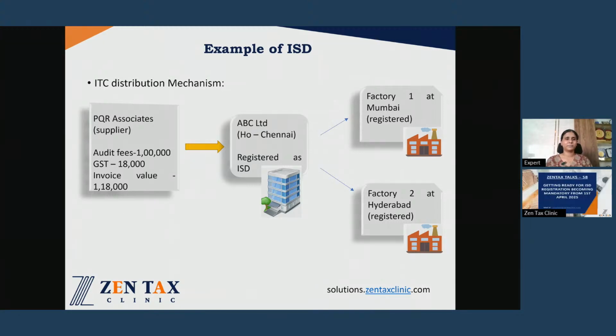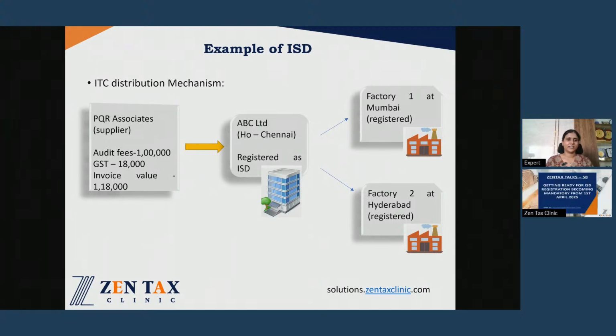To understand ISD in a simplified manner, we will take an example. ABC Limited. This company is having a head office in Chennai, and this company has two factories, one at Mumbai and another factory at Hyderabad. Both these factories are registered under GST. So all these registrations come under the same PAN of ABC Limited. And in this case, the ABC Limited has taken ISD registration.